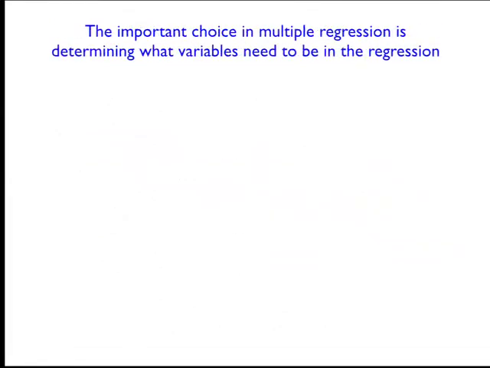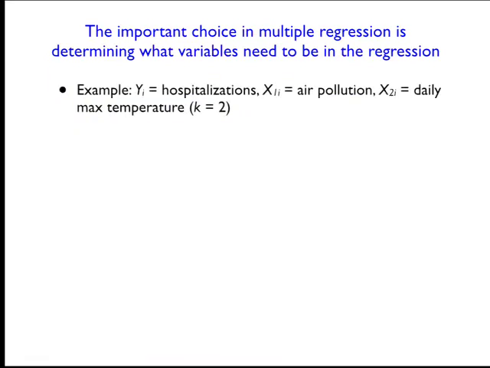Okay, so the important choice in multiple regression is determining what variables need to be in the regression itself, what you actually want to include. In the example that I gave before, you just have two right-hand side variables. The first one is air pollution. The second one is the daily maximum temperature. I'm going to use K to represent the total number of variables that you put on the right-hand side of the regression. So in this case, K is equal to 2 because you have two variables on the right-hand side.